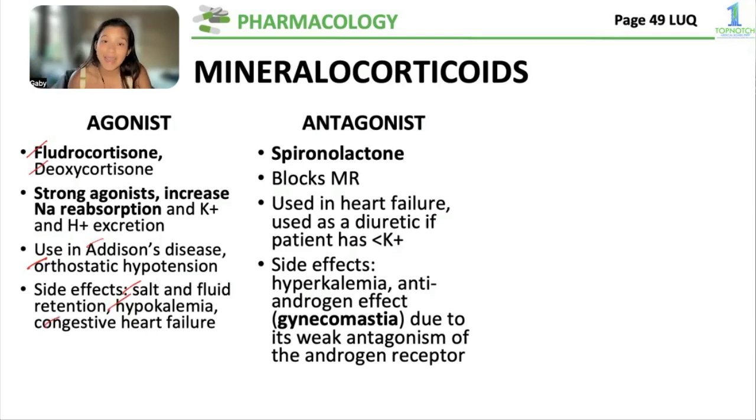Ano naman yung mga antagonists at the mineralocorticoid receptor? This is your spironolactone. We know it as a drug used in heart failure, and it's used as a diuretic, especially if the patient has hypokalemia. Bakit? Because it is a mineralocorticoid receptor blocker, it can cause hyperkalemia because it will prevent the excretion of potassium. Another thing spironolactone does is it has an anti-androgenic effect. Why is that? Because it is also a weak antagonist of your androgen receptor. So you get gynecomastia for patients on spironolactone.